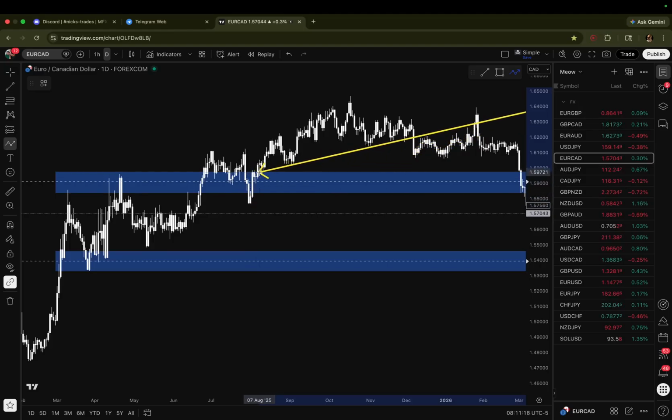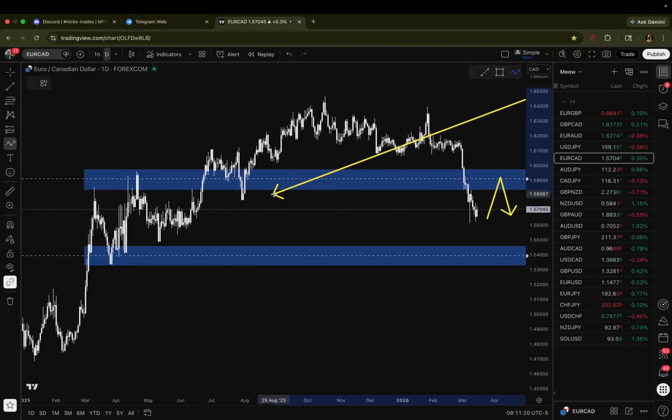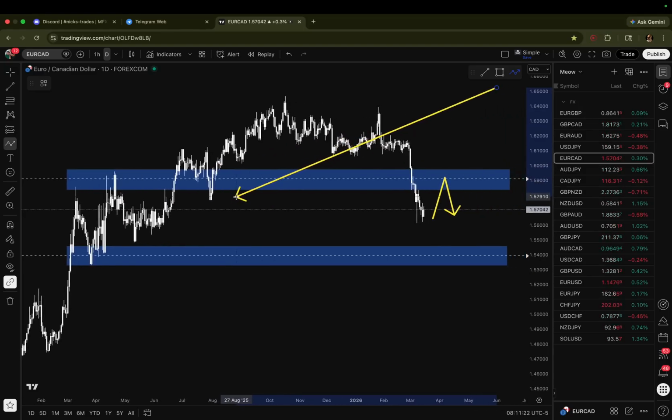We had a little pin through the zone. Some people call it a fake out. Some people call it a liquidity spike. I don't care what you want to call it. Price broke below the zone, tried to go lower, but failed, popped back above the zone, found support, and continued higher.